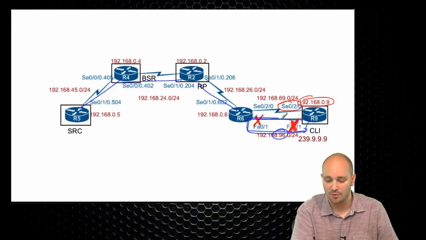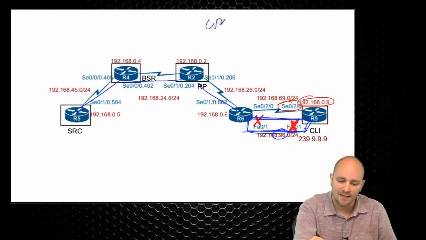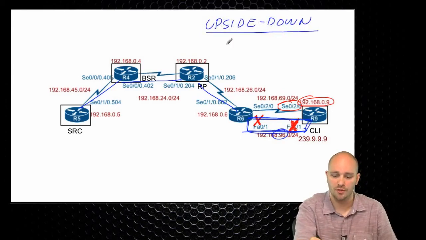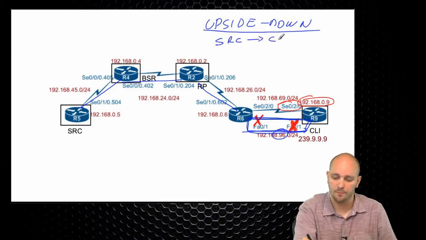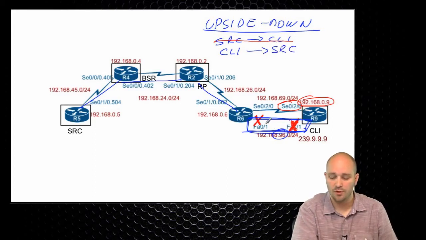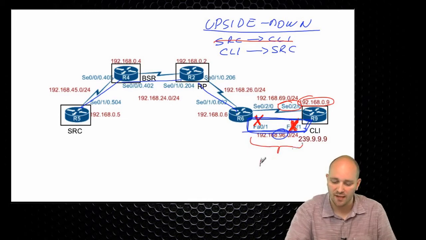So one of the best troubleshooting tools that you can use for multicast is to do the traceroute, but it's upside down. You don't traceroute from source to client. Let me write that down. What you have to do is traceroute from the client to the source, and then see if you have a discrepancy with your PIM-enabled interfaces. So in this case, the reason why I'm not getting this traffic is because I have an RPF failure here.